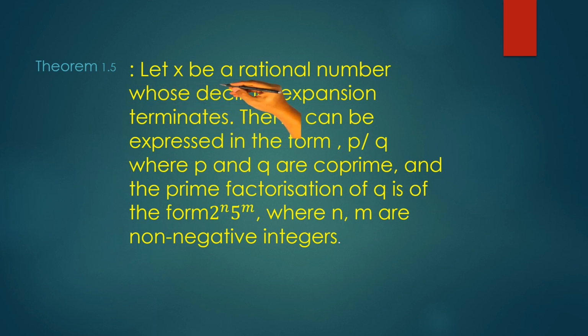Let x be a rational number whose decimal expansion terminates. Then x can be expressed in the form p by q, where p and q are coprime and the prime factorization of q is of the form 2 power n into 5 power m, where n, m are non-negative integers.